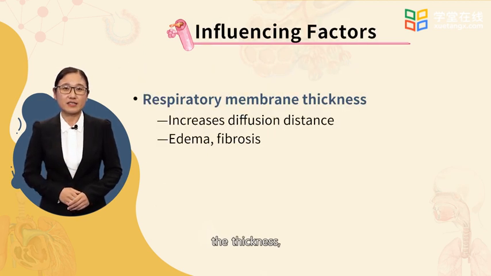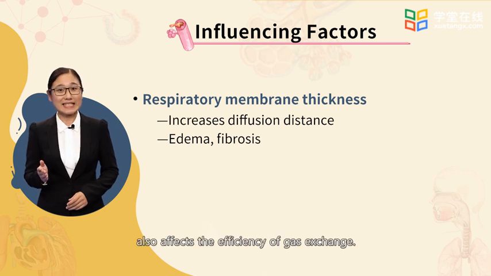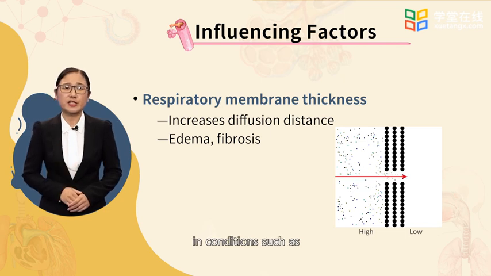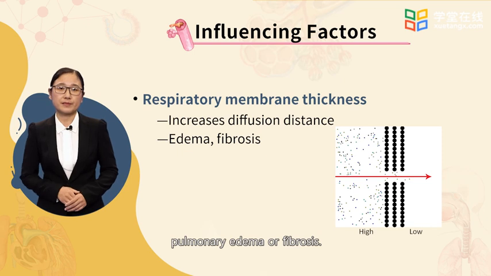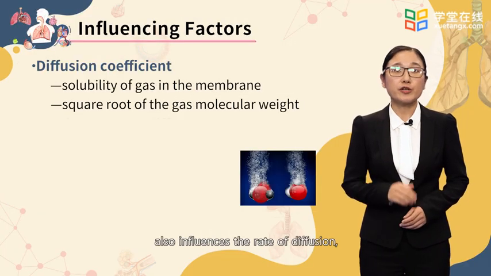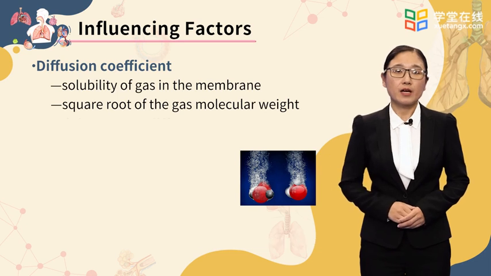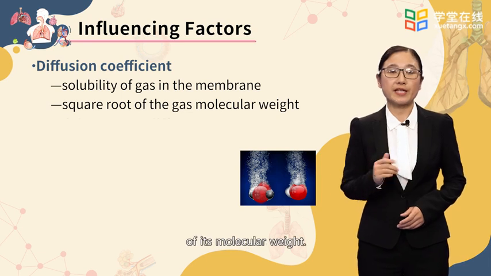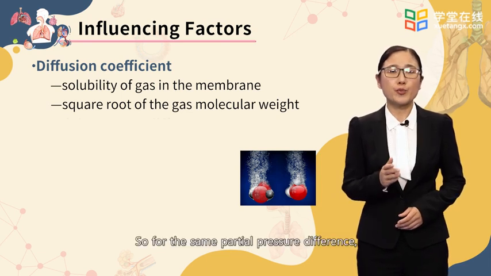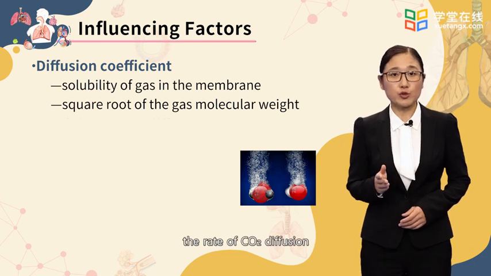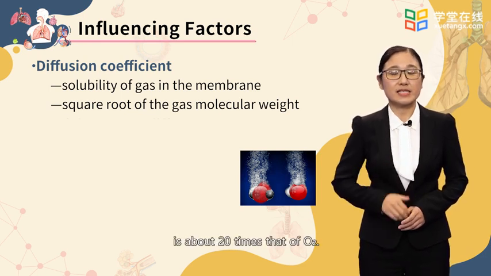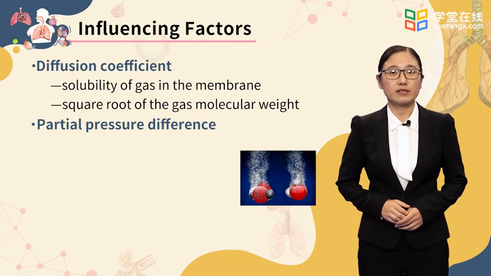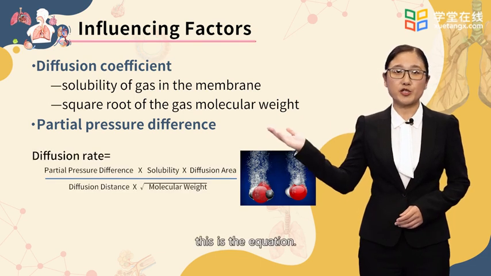Secondly, the thickness, diffusion distance, also affects the efficiency of gas exchange. The distance is increased in conditions such as pulmonary edema or fibrosis. The diffusion coefficient also influences the rate of diffusion, related to the solubility of the gas and the square root of its molecular weight. So for the same partial pressure difference, the rate of CO2 diffusion is about 20 times that of O2. Of course, the partial pressure difference is also a factor. So finally, this is the equation.